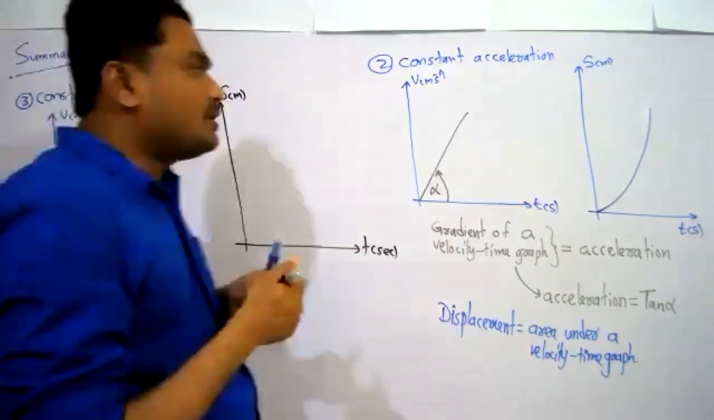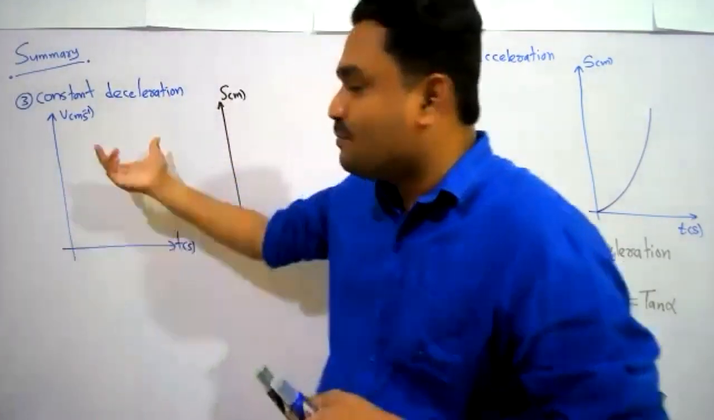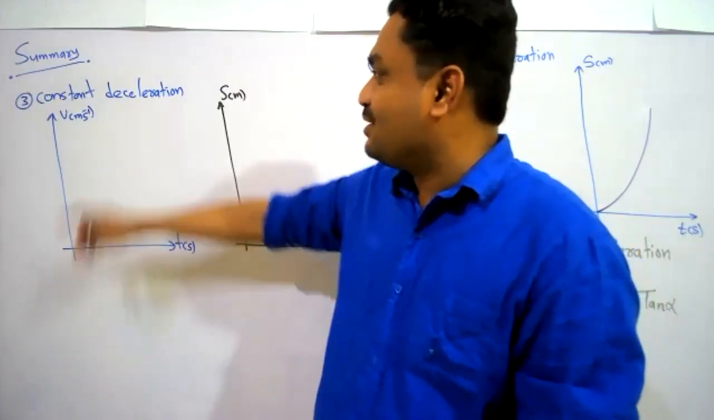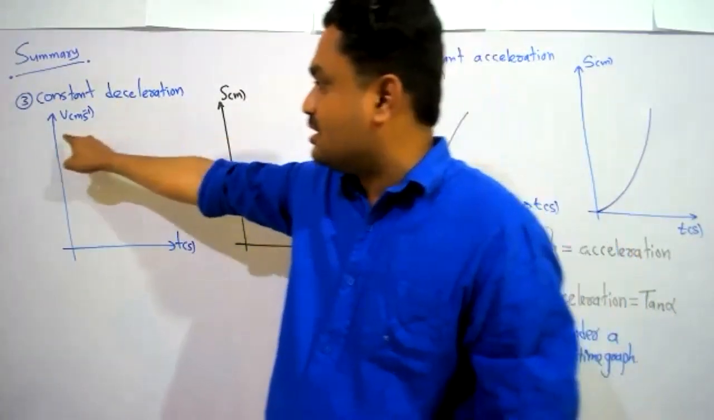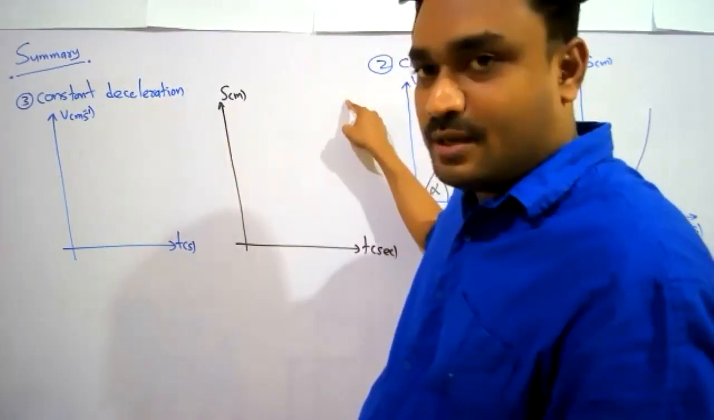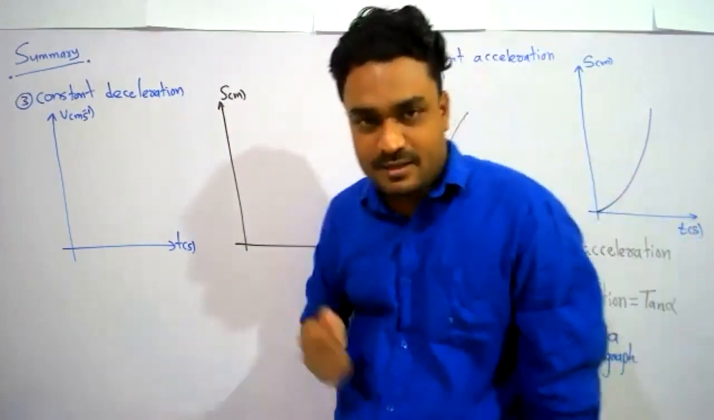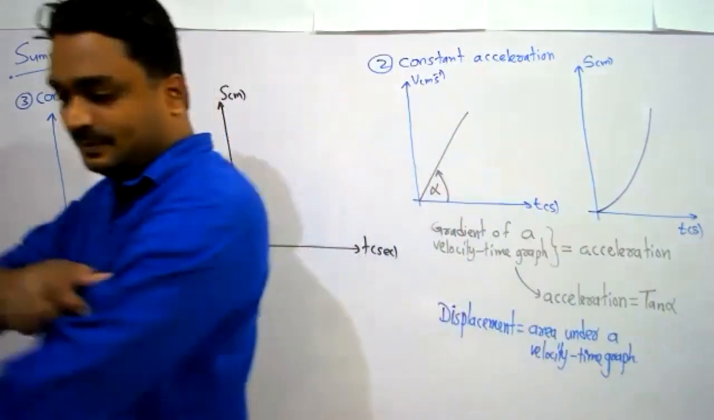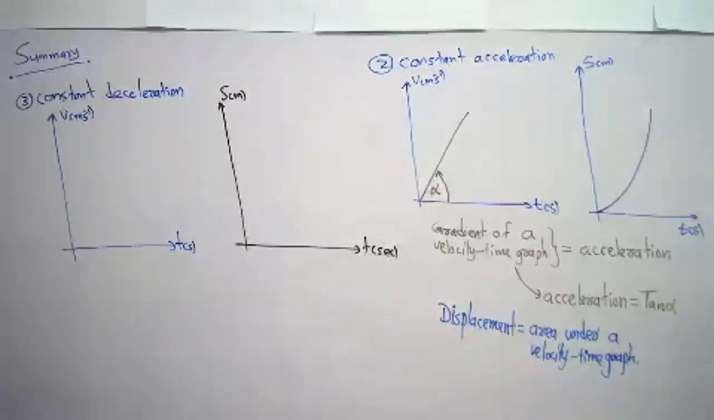Can you draw them without my help here? Do you remember your past? Check that you remember the constant deceleration shape in velocity time graph and constant deceleration shape in displacement time graph. You were trying to draw them before I draw them.